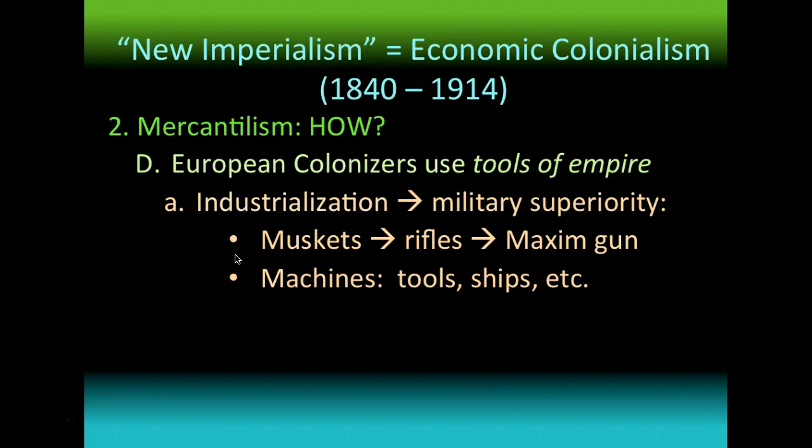And that's huge as compared to wind power and sails. The people who have ships that are steel-hulled with steam engines, they can go anywhere they want a lot faster than everyone else. So that definitely gives them the upper hand as far as military superiority goes.